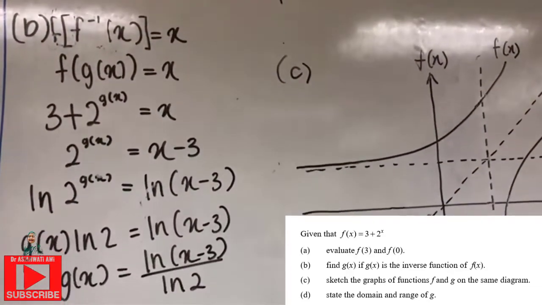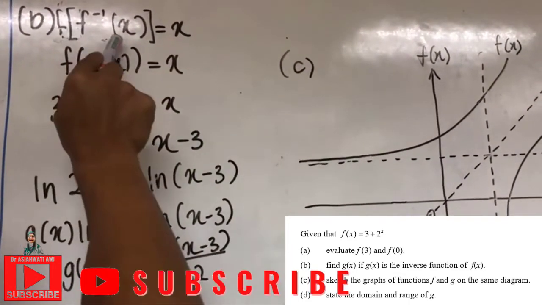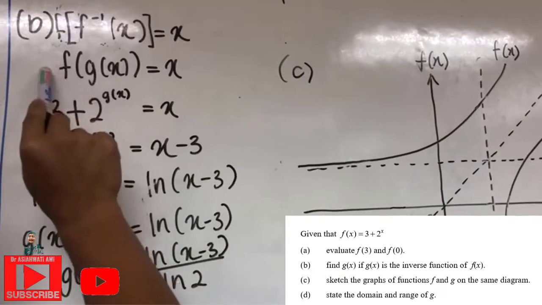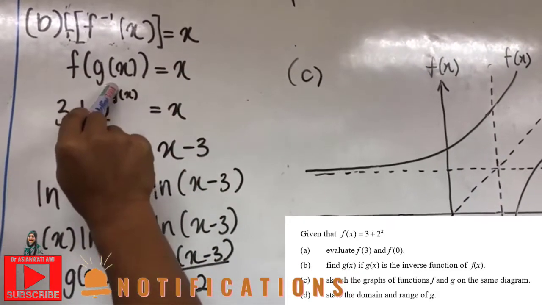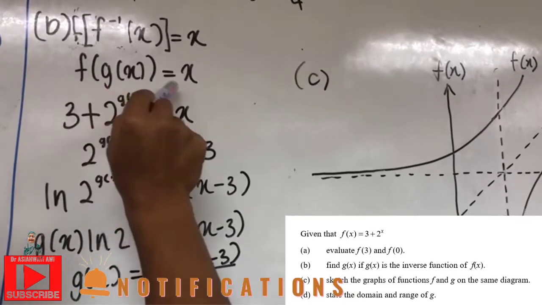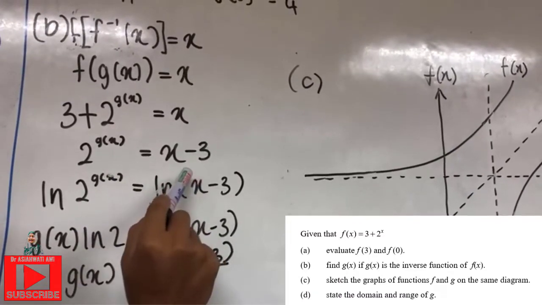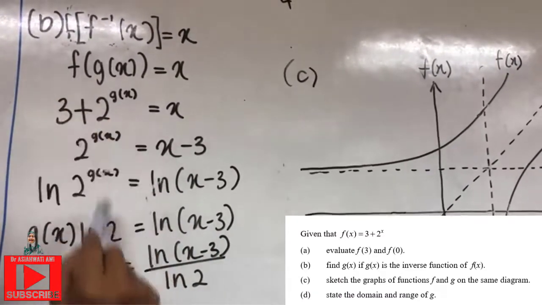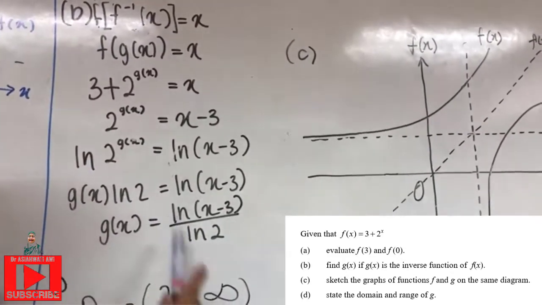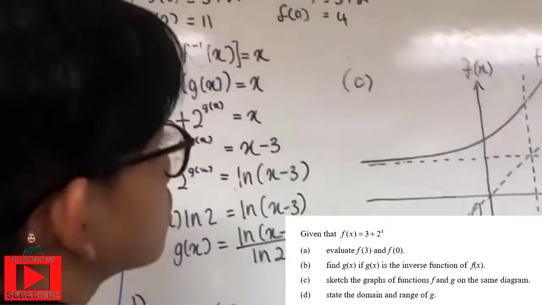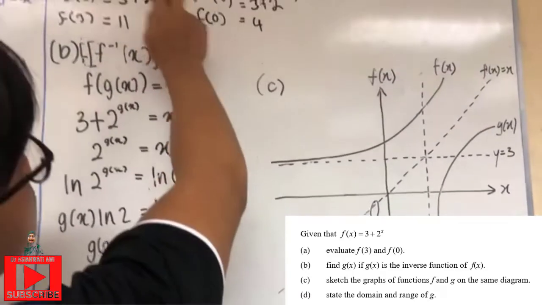Okay, lepas tu dia minta soalan B, dia kata g(x) sama dengan f inverse of x. So kita masukkan, kita buat equation dia ni dulu. Si f masukkan dalam nilai g(x), masukkan dalam nilai f. Lepas tu ni adalah jalan untuk inverse. So untuk inverse f, so dapat (ln x tolak 3) per ln 2. Okay, faham kan? Okay.